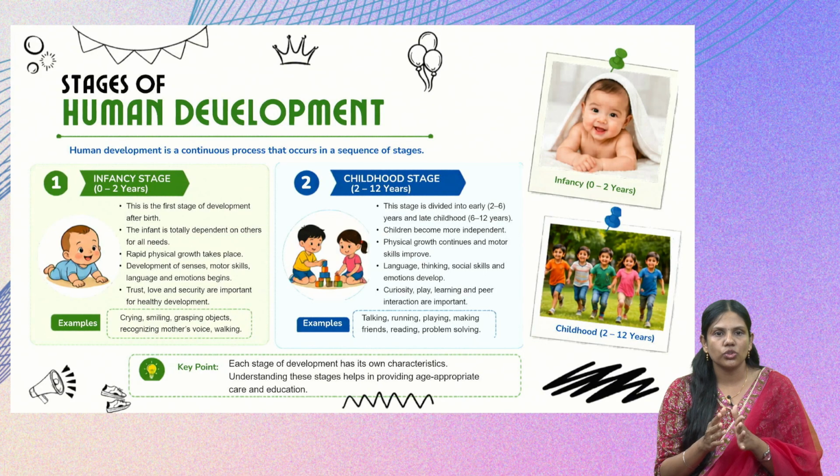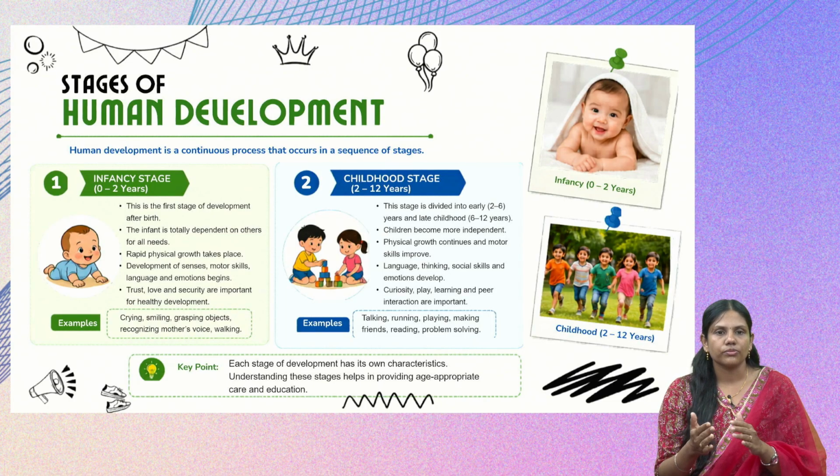These are the first two stages of human development: infancy stage, that is 0 to 2 years, and childhood stage, that is 2 to 12 years. The questions in this section may come like, they may give you different age gaps in the options, and they may ask you which belongs to childhood, which belongs to adolescence, which belongs to adulthood. These kinds of questions may come from this topic.